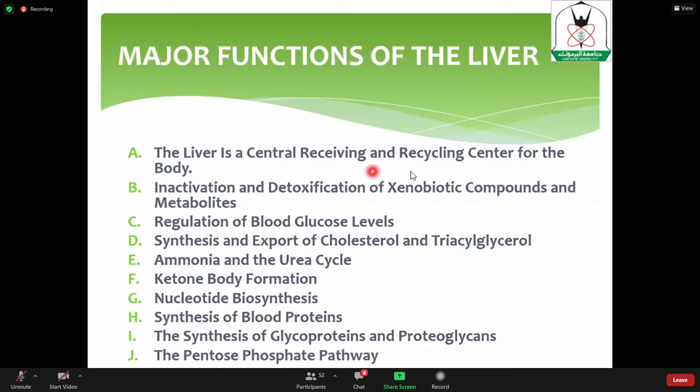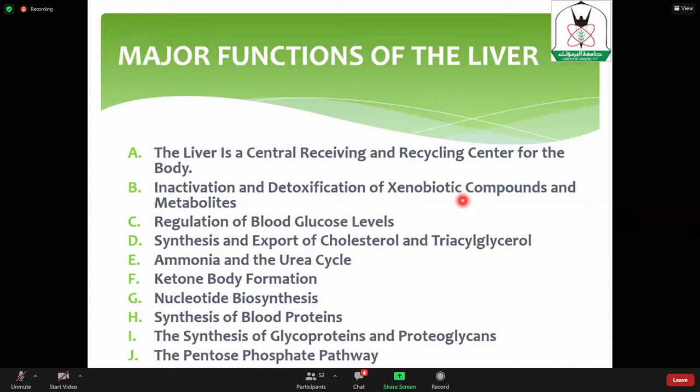The liver is a central receiving and recycling center for the body, because the portal system is responsible for transportation of all entrance molecules to the body when we absorb them through the digestive system. And this is because it's responsible for the inactivation and detoxification of what's called xenobiotic compounds and metabolites. So we have a huge number of molecules, and you cannot imagine how many molecules we introduce to our body that need to be detoxified or inactivated in order to avoid certain drastic conditions that could develop in our body.